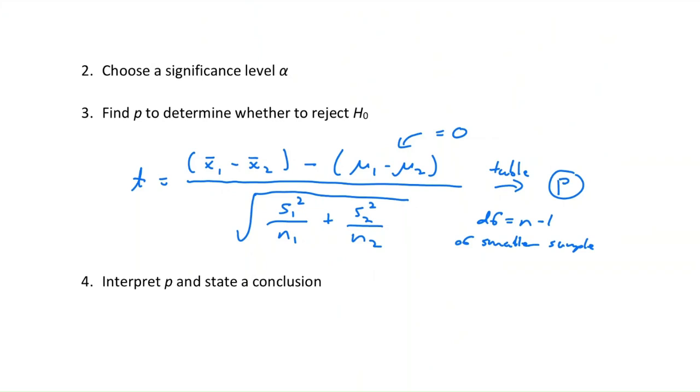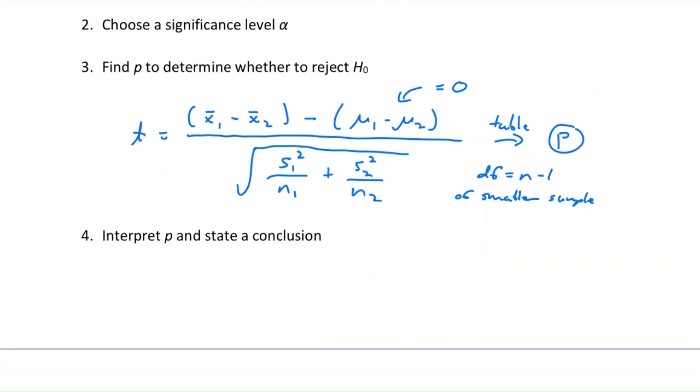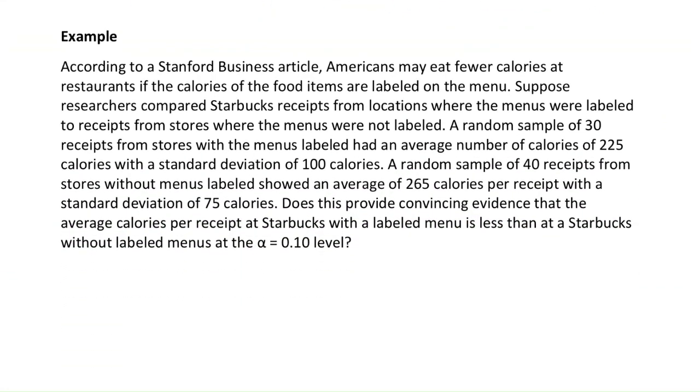All right. And then, of course, we make our interpretation and state our conclusion. So very, very similar process to what we saw in the previous lesson for the one sample. Again, some of the computations are different because we've got the two samples instead of the one. All right, well, let's take a look at an example then.